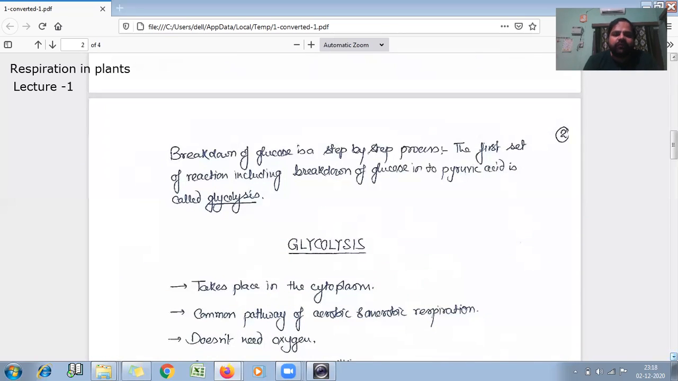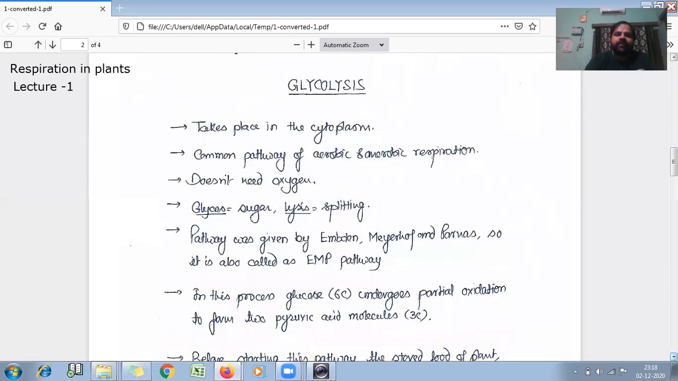Now, the breakdown of glucose is a step-by-step process, and the first set of reactions, including the breakdown of glucose into pyruvic acid, is called glycolysis. Now, we will go into detail on this glycolysis pathway. Glycolysis takes place in the cytoplasm, and this is a common pathway in aerobic and anaerobic respiration. It means in aerobic respiration and in anaerobic respiration, the glycolysis pathway operates. It means the glycolysis pathway doesn't need oxygen.